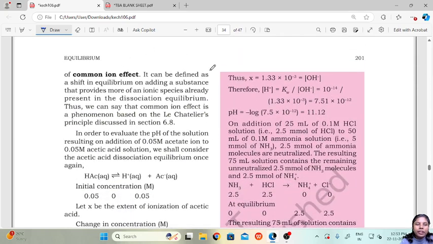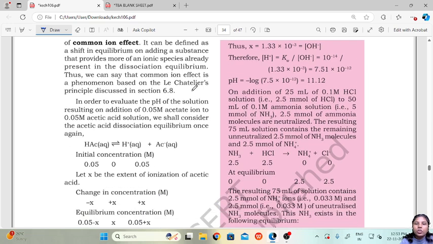It can be defined as a shift in equilibrium on adding a substance that provides more of an ionic species already present in the dissociation equilibrium. Already in the acetic acid we have the acetate ions, and externally we are also providing more of it. So we are shifting the equilibrium. Thus we can say that the common ion effect is a phenomenon that is based on Le Chatelier's principle.